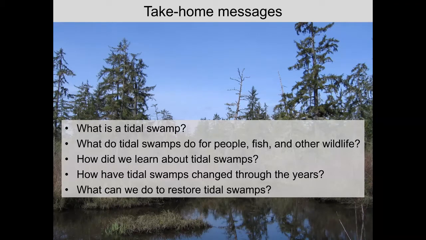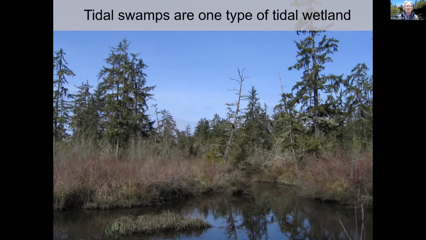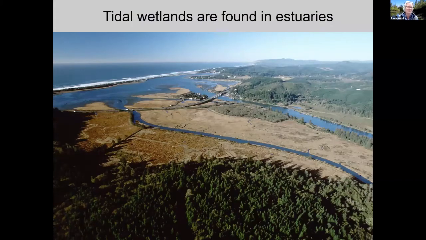Tidal swamps, to begin with just the definition, they are one type of tidal wetland, and that seems obvious, but it's actually very interesting when you get into the details. Because they are tidal wetlands, they are found in estuaries. And this photo shows an example of an estuary on the Oregon coast. This happens to be the Siletz estuary, with the Siletz River here flowing down to the ocean.